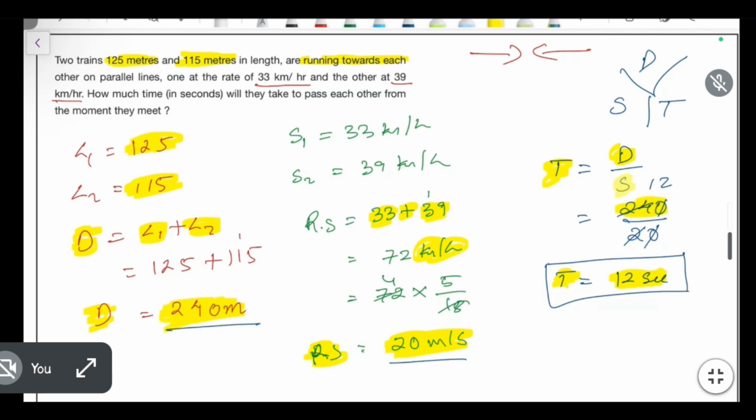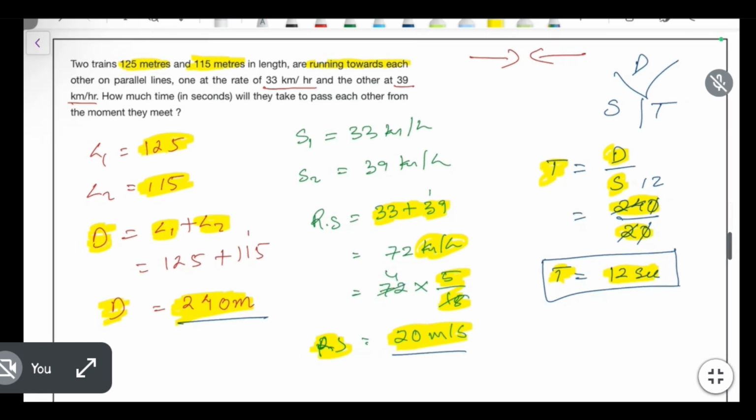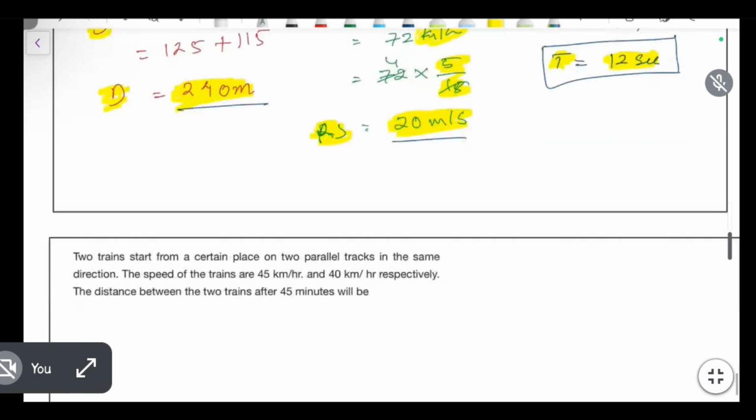And the speed is nothing but we need to use relative speed, and they are traveling in the opposite direction. So I'm using plus and converting it to meter per second. We got it as 20. If we reduce this one, we get our time as 12 seconds. Any doubts here? I think we're clear with this. Directly formula based only.